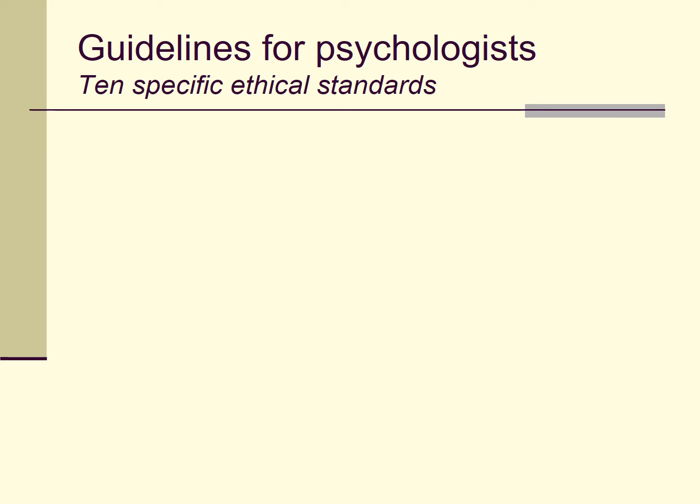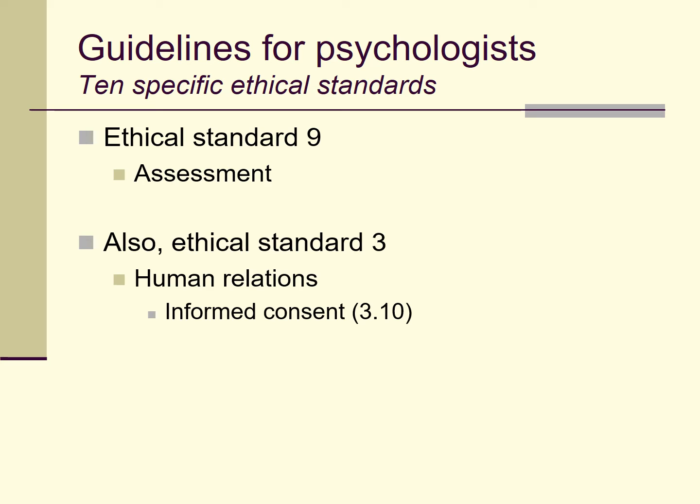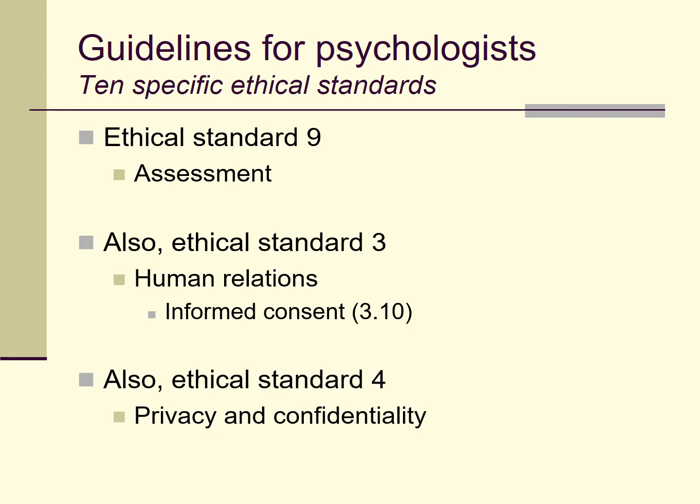So now let's get a little bit into the specific ethical standards that the APA promotes. Now there are 10 of them in total. I'm really going to focus mostly on Ethical Standard 9, which applies to assessment, but I'll also touch a little bit on Ethical Standard 3, which involves human relations, and a little bit about Ethical Standard 4, which is privacy and confidentiality. Now each of these standards itself has many subparts, as you'll see in just a few more slides.